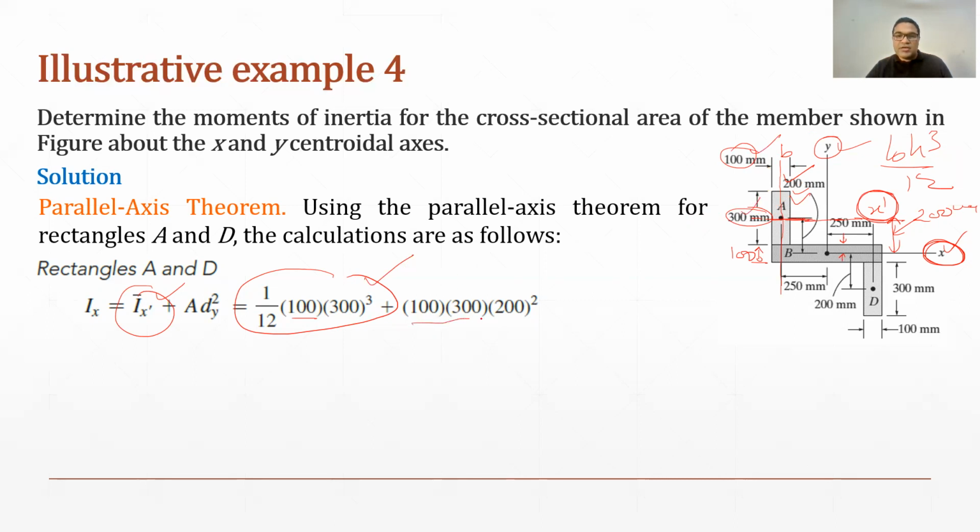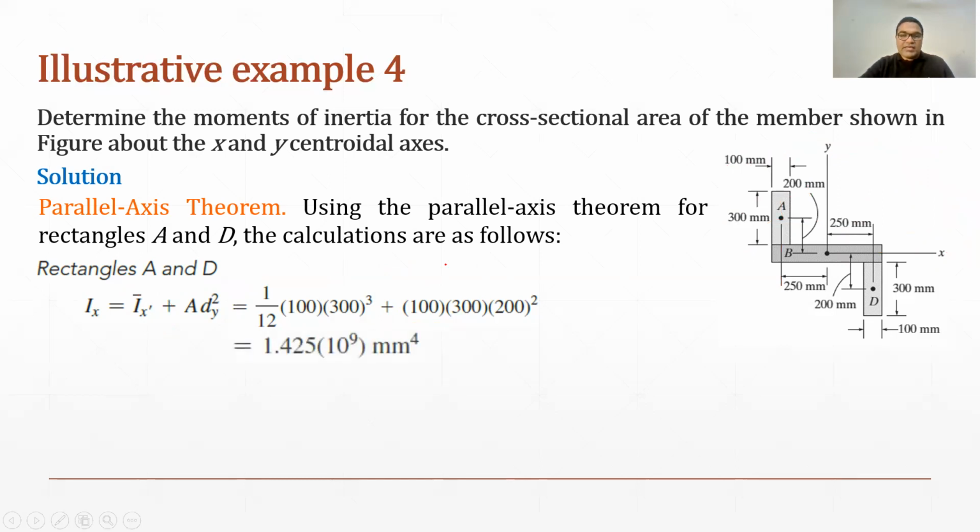So this becomes 100 into 300, and the perpendicular distance between this axis and this axis is 200. Putting all the values, we get the value of Ix as 1.425 into 10 raised to power 9 mm to the power 4. Now, similarly, we can find out the moment of inertia about the y-axis.